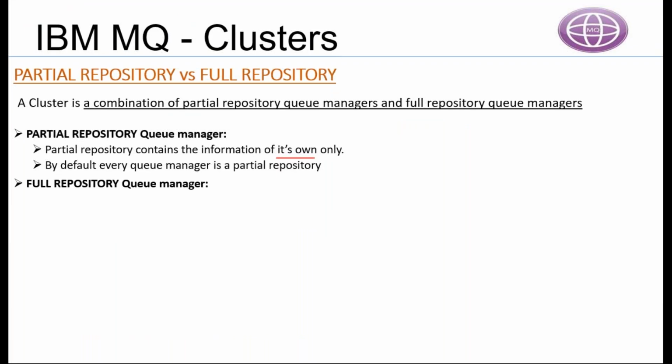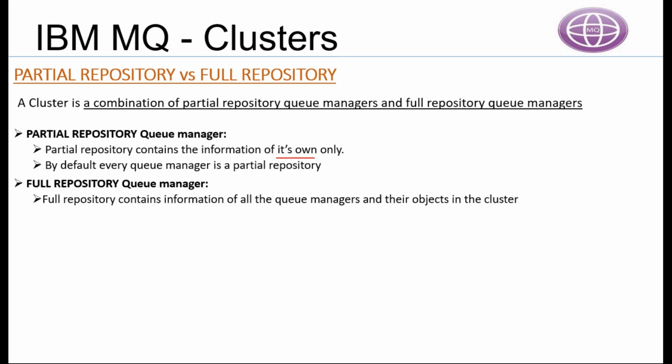Now, full repository queue manager. A full repository queue manager contains the information of all the queue managers and their objects inside the cluster. So for example, in our 5 queue managers cluster example, QM1, QM2 are full repositories, 3, 4, 5 are partial repositories. It means QM1 being a full repository contains its own information, and also the information of the remaining queue managers and their objects. Queue manager 2 is also a full repository, so it also contains its own information and the information of all the remaining queue managers and their objects. That's what the full repository means in a cluster.